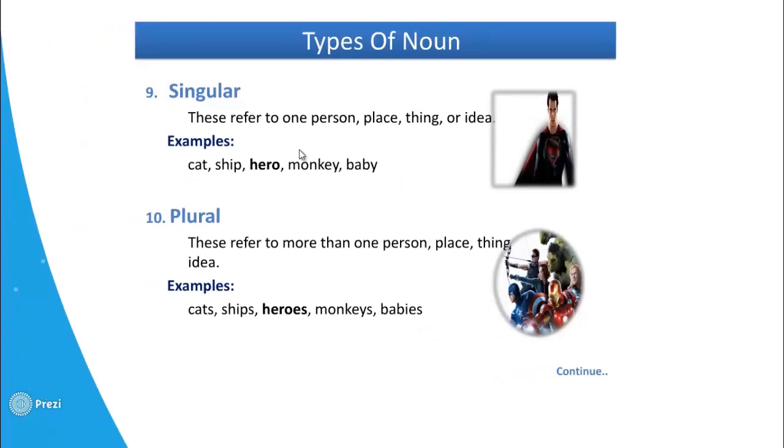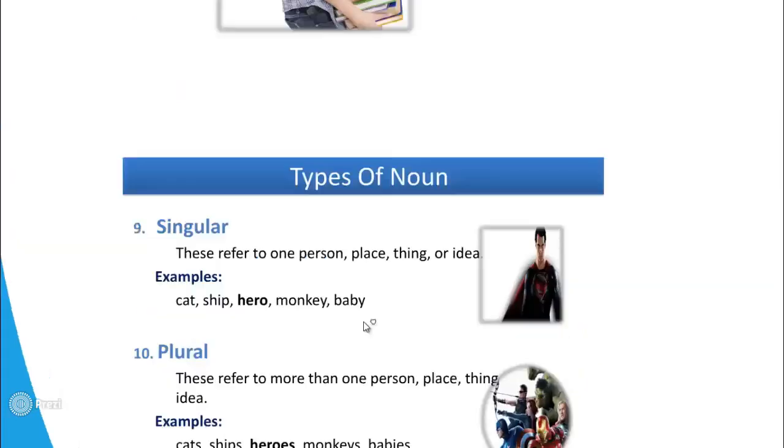Now we're going to talk about singular and plural. Singular nouns, we know, are just the nouns that don't take S, because they just refer to one thing, just one thing. The plural is the version of this same noun being more than one. It says, these refer to more than one person, place, or thing, or idea. So we have cats, ships, heroes, monkeys, and babies.